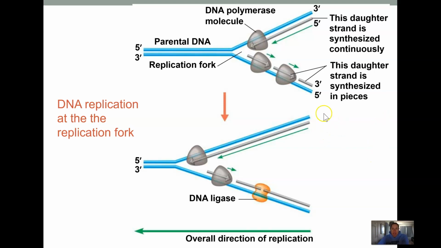So DNA polymerase, because it can only synthesize a new strand in a 5' to 3' direction, can follow the replication fork in a continuous way in this top strand. But in the bottom strand, it kind of has to work backwards. Because it can't go this direction, because then it would be adding the nucleotides in a 3' to 5' direction, and that just doesn't work.